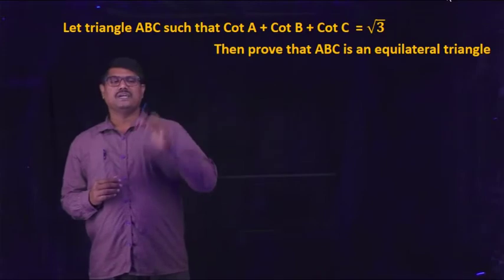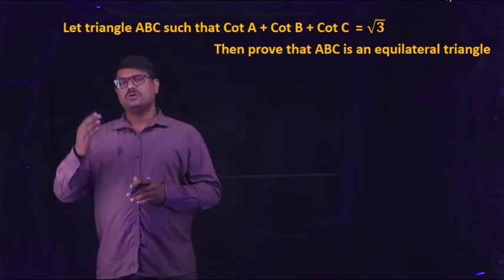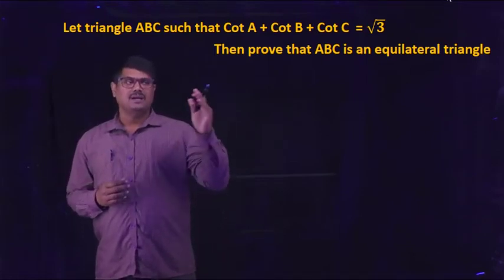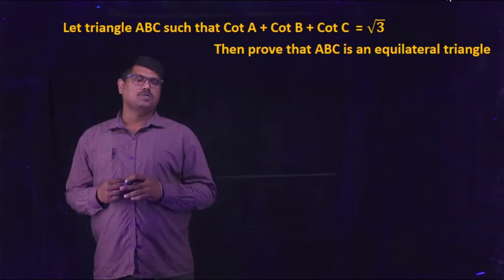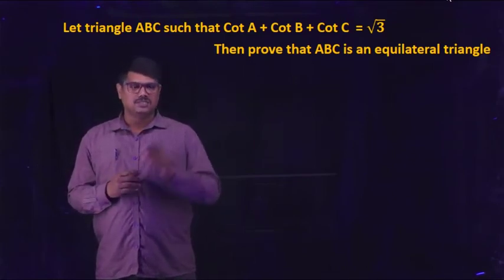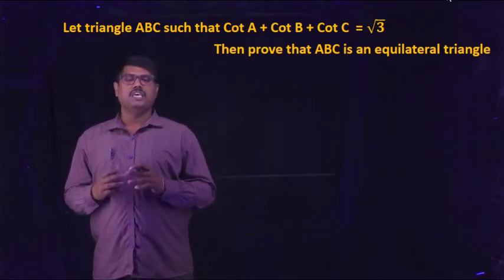So by using the condition, you can observe there are two conditions actually. One is that ABC forms a triangle, and another one they have given is cot A plus cot B plus cot C is root 3. So using these two pieces of information, we have to prove the triangle ABC is equilateral.